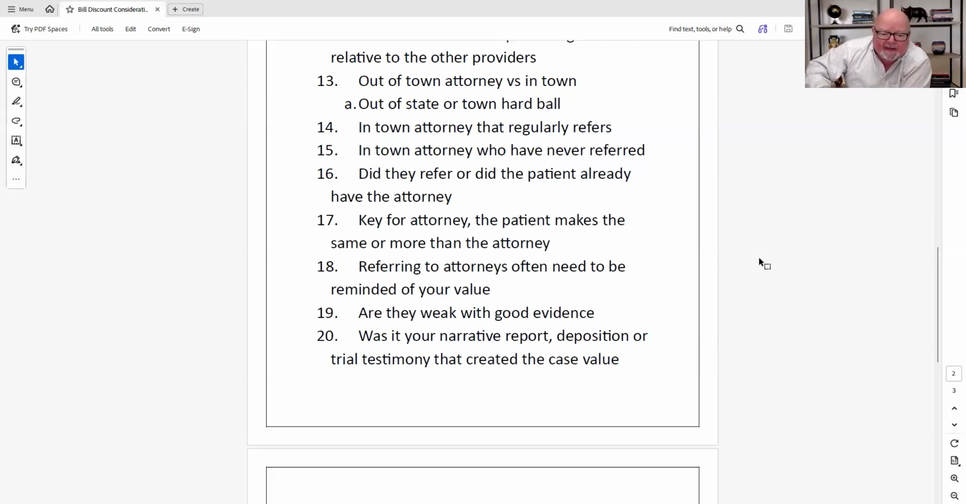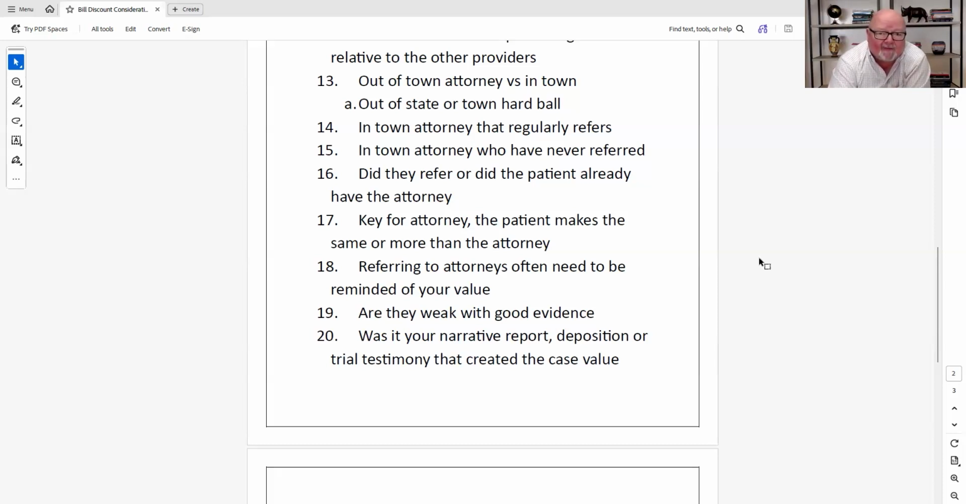Okay, so weak attorneys. Was it your narrative report, deposition, or trial testimony that created the case value? Remember, it could be any of those. It starts with your documentation, the 7 minimum categories, and was there a permanent impairment? That's where it starts. Then did you have a good narrative report that gave all that information? And especially if it eventually went to deposition or trial testimony.